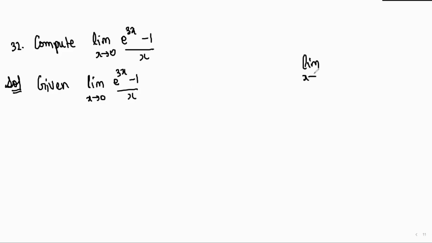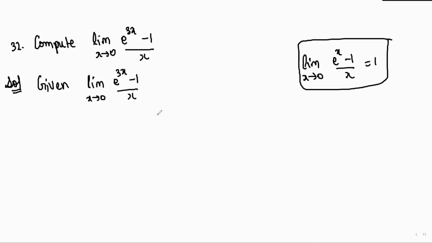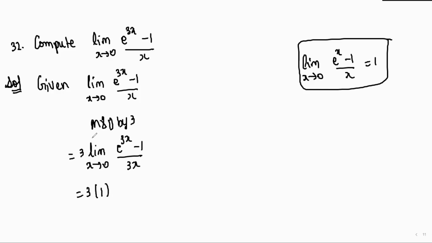What is the standard limit? Limit as x tends to 0 of (e^x minus 1) by x is equal to 1. So over here in the numerator you have 3x, so in the denominator also you should have 3x. So I am multiplying and dividing by 3. So that is 3 times the limit as x tends to 0 of (e^(3x) minus 1) by 3x. So that is 3 into this whole limit value, which is 1. That is equal to 3.